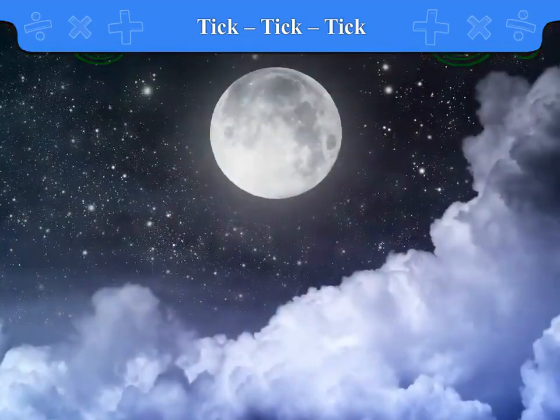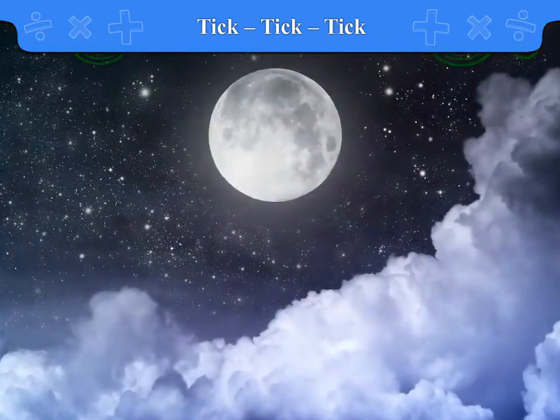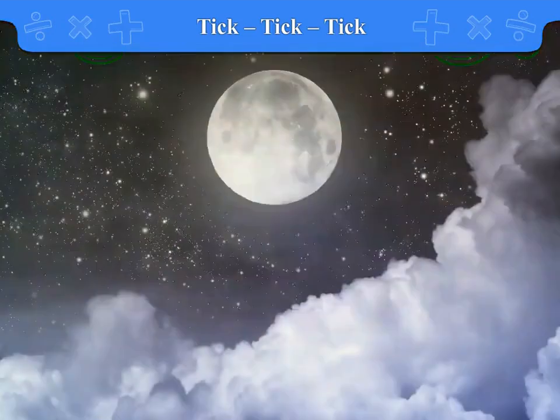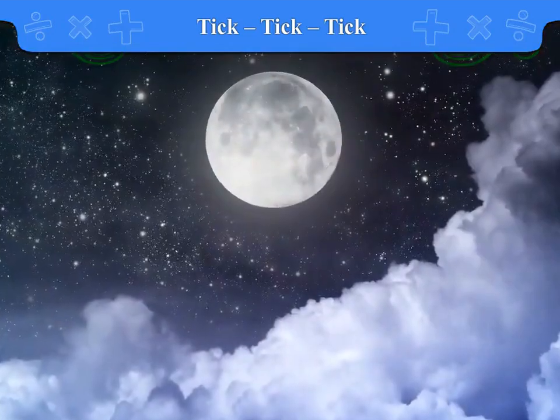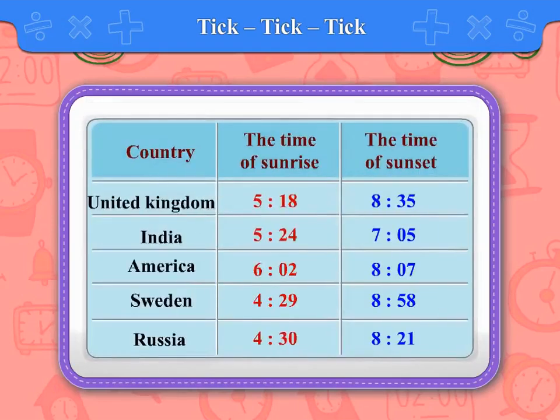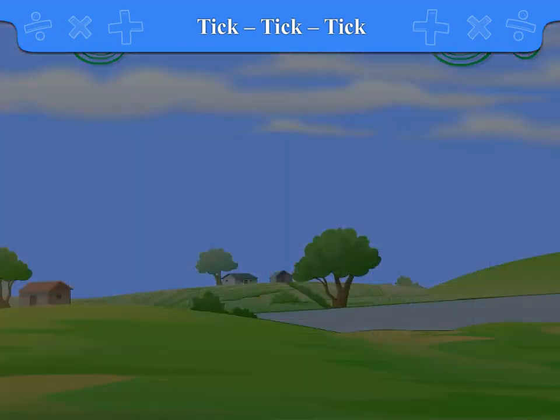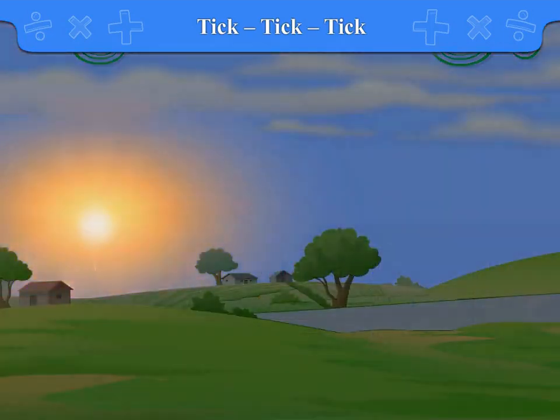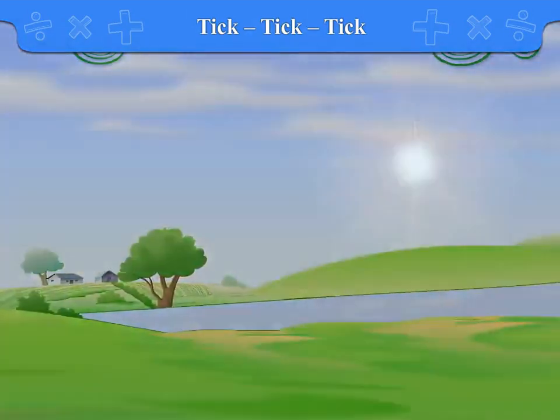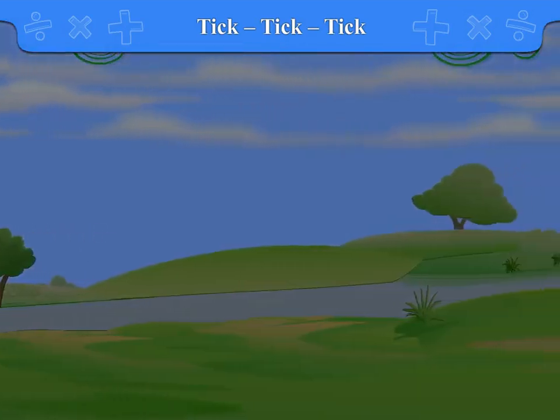Do you like sky watching? In the sky, there is sun, moon, and there are stars too. Do you? In every country, the time of sunrise and sunset is different. In our country, the time of sunrise and sunset is different in different months.